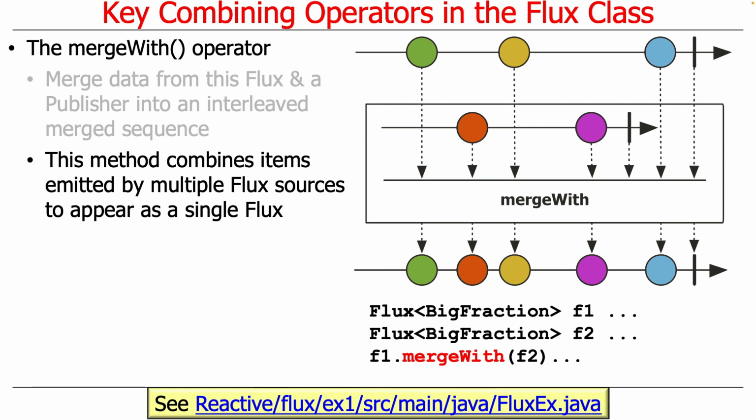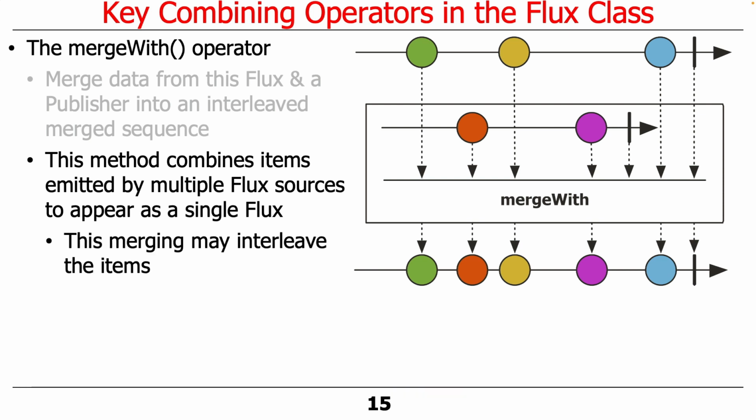If you look at the marble diagram, you can kind of see what's going on. You have a bunch of elements from flux F1 and flux F2, and they're merging the results together. Now, there's something a little misleading about this, because it's not necessarily always going to be the case that the values are interleaved, and we'll talk about that in a minute. They may be interleaved, and they'll more likely be interleaved under certain circumstances, especially if you're using concurrency or if you put timeouts and delays in the code. But sometimes you will not get interleaving.